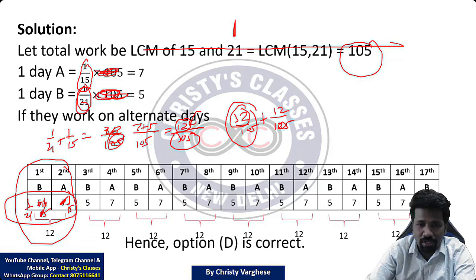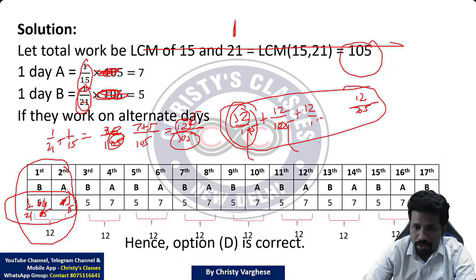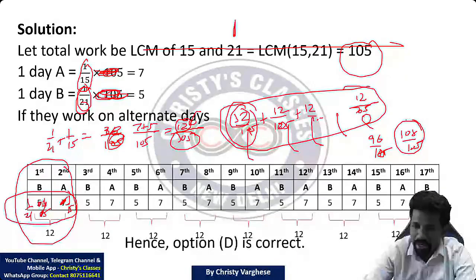12 plus 12 is 24 by 105, then 36 by 105. Thinking like this, finally you will reach 96 by 105 on the 16th day. That is, on the 2nd day, 4th day, 6th day, 8th day, up to the 16th day, it becomes 96 by 105. With 2 more days it will be 108 by 105, but that is more than one work. So it is more than 16 and less than 18.